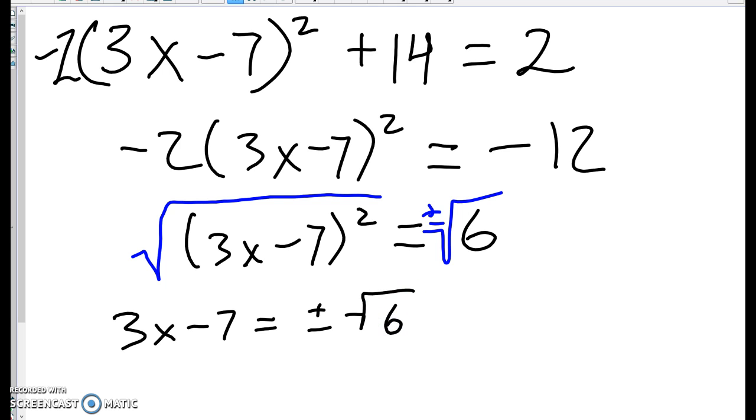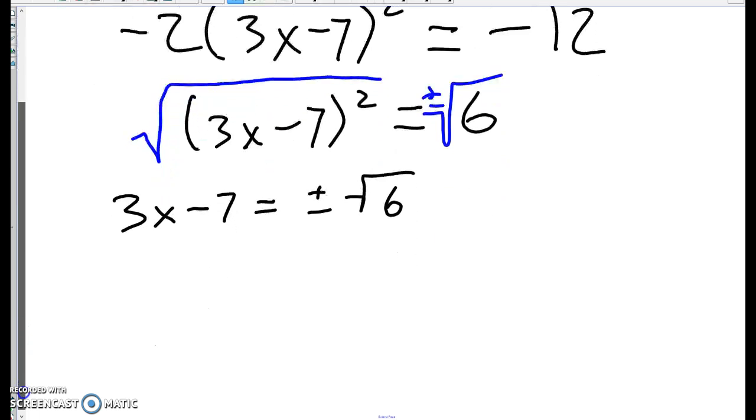And the square root of 6 is an irrational number. It's not going to come out evenly. In fact, it won't even simplify. So we're really just going to leave it all by itself. Not going to turn it into a decimal. I'm just going to leave it there.